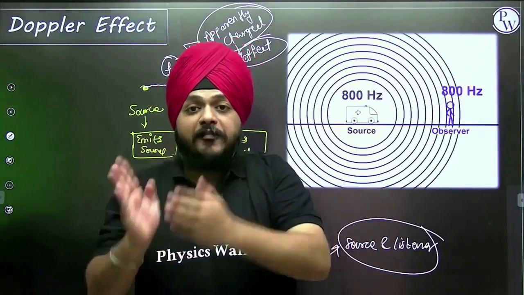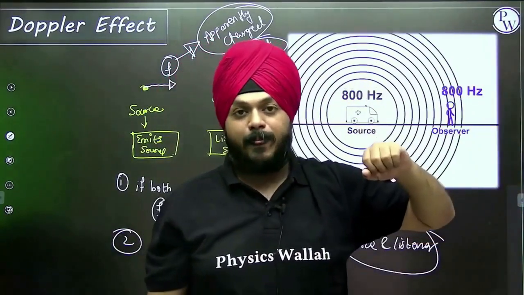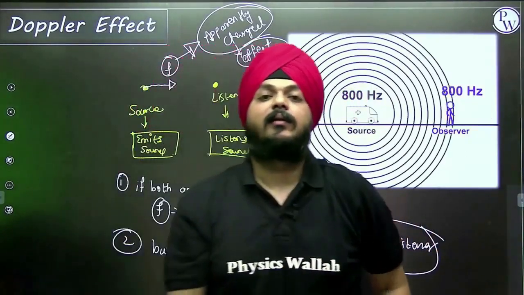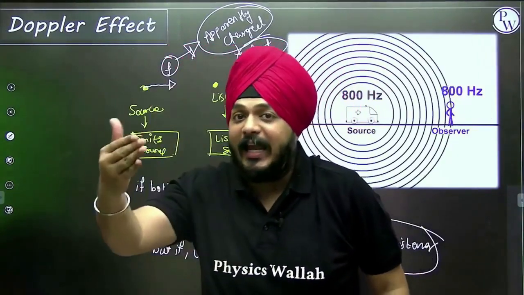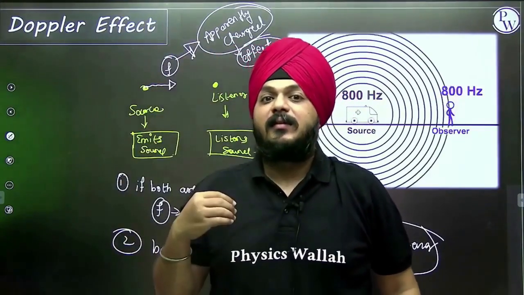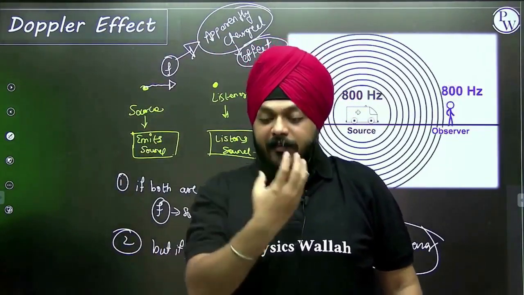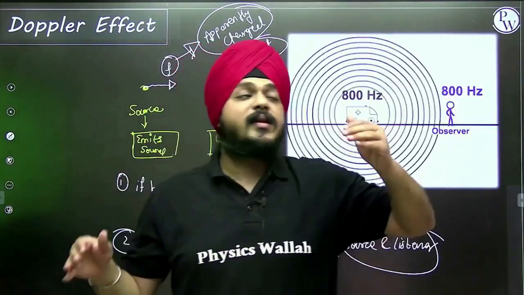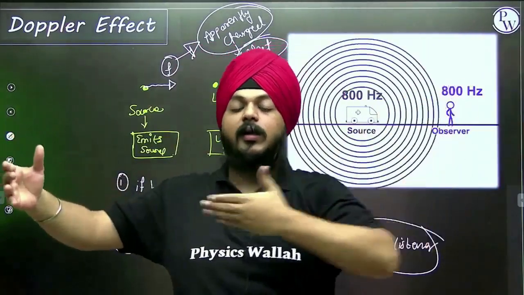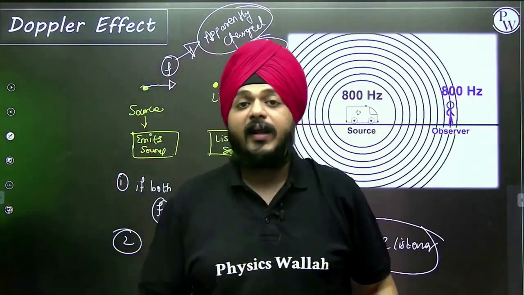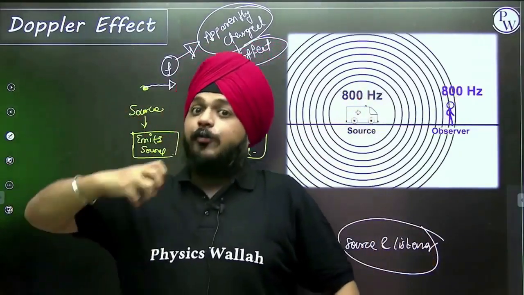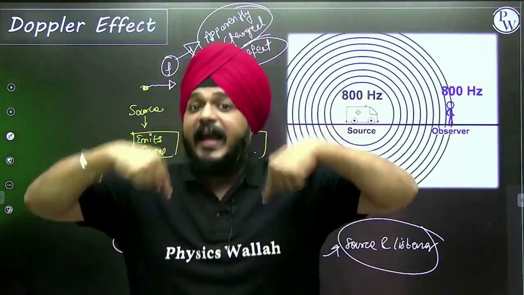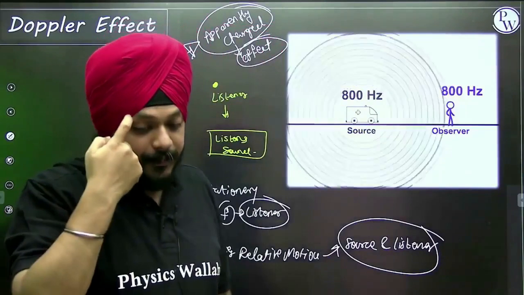Whatever amount of F the source is emitting, apparently F will increase as it moves toward the listener, and when it moves away from the listener, it slowly decreases. While moving from one point to another near the listener, lots of apparent variations in sound are noticed. That will create one effect, and that is the Doppler effect.